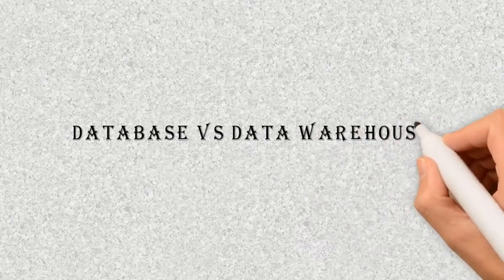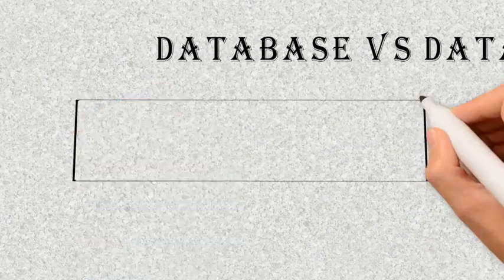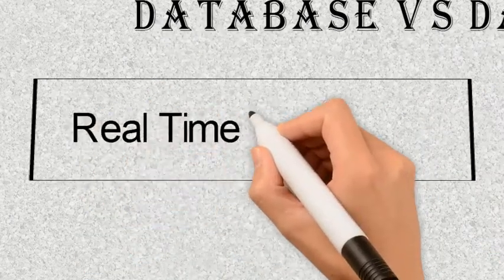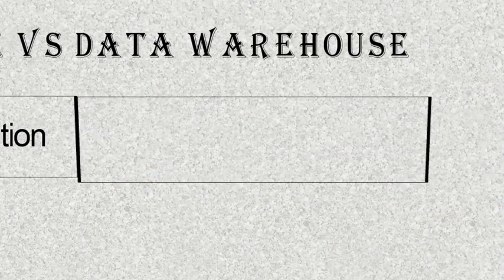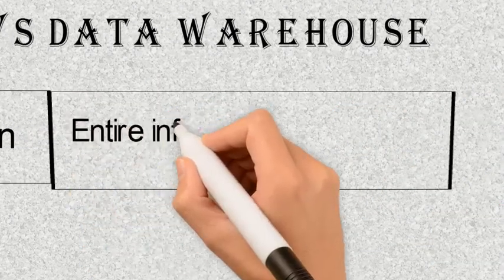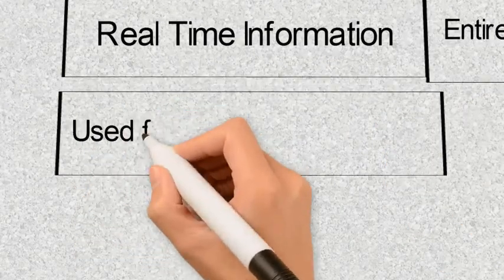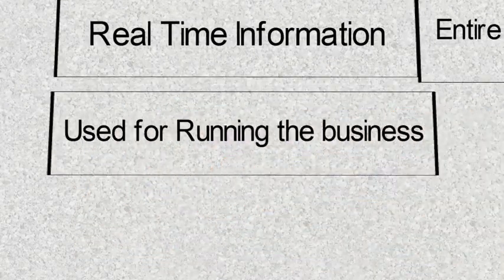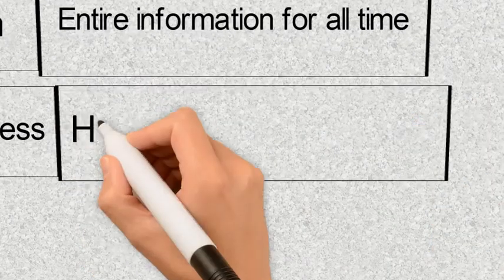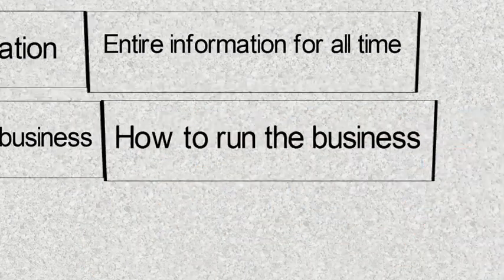So what is the difference between a database and a data warehouse? A database consists of real-time information, while a data warehouse contains the business' entire information store, past and present. A database is used for running the business, while a data warehouse stipulates the rules for running the business.